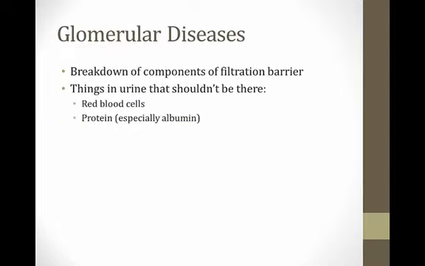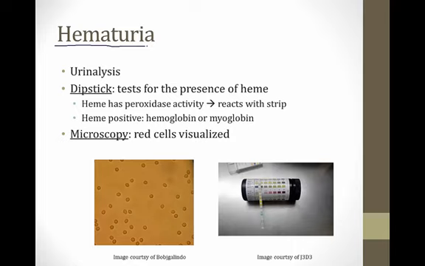Now let's talk about the different types of things that happen to patients with glomerular diseases. On a fundamental level, all these diseases cause breakdown of the filtration barrier. So things that shouldn't be in the urine get there, like red cells and protein, especially albumin. Hematuria, or red blood cells in the urine, is a common finding in many forms of glomerular disease, and hematuria is detected by urinalysis.